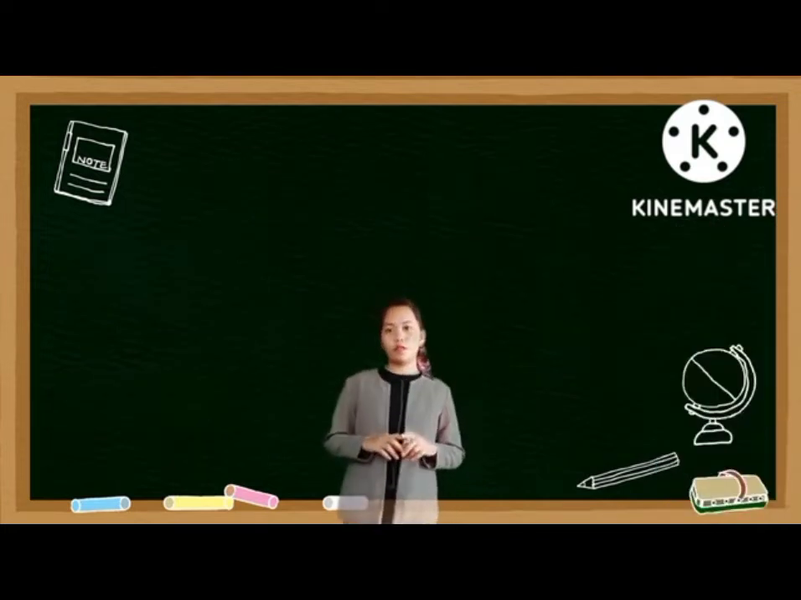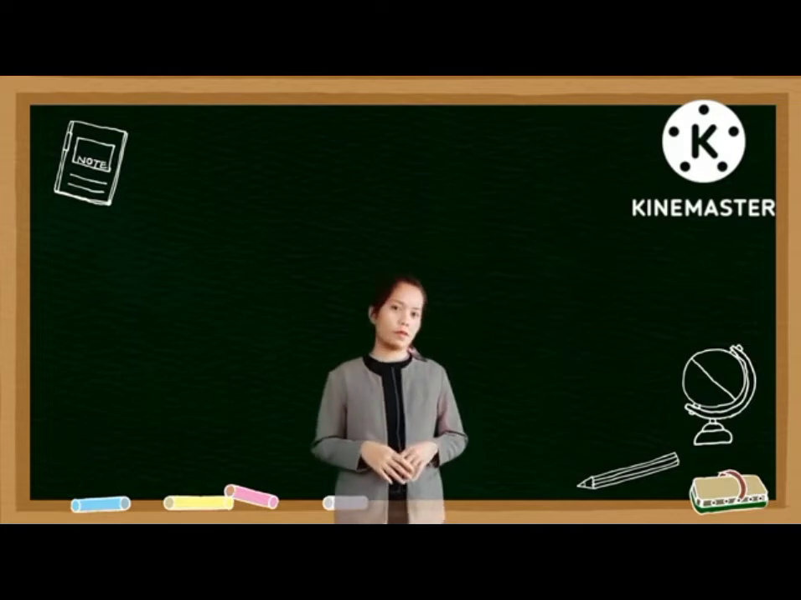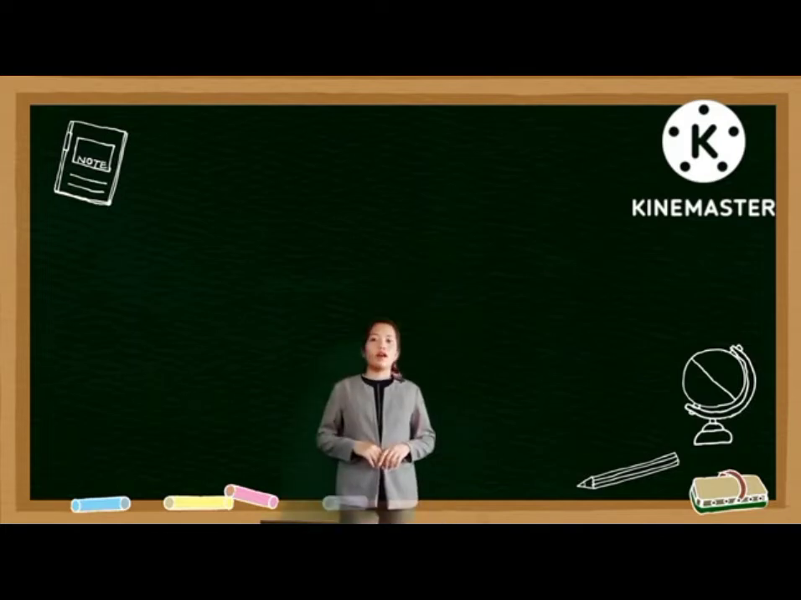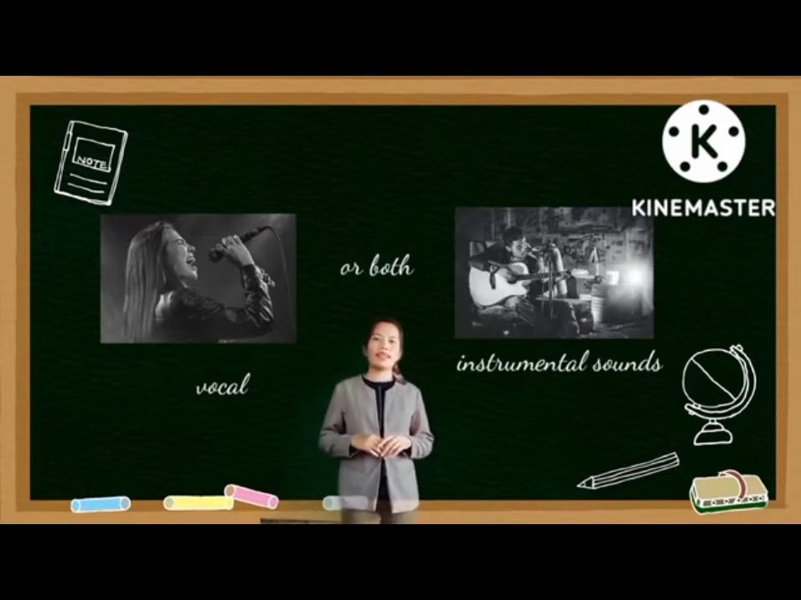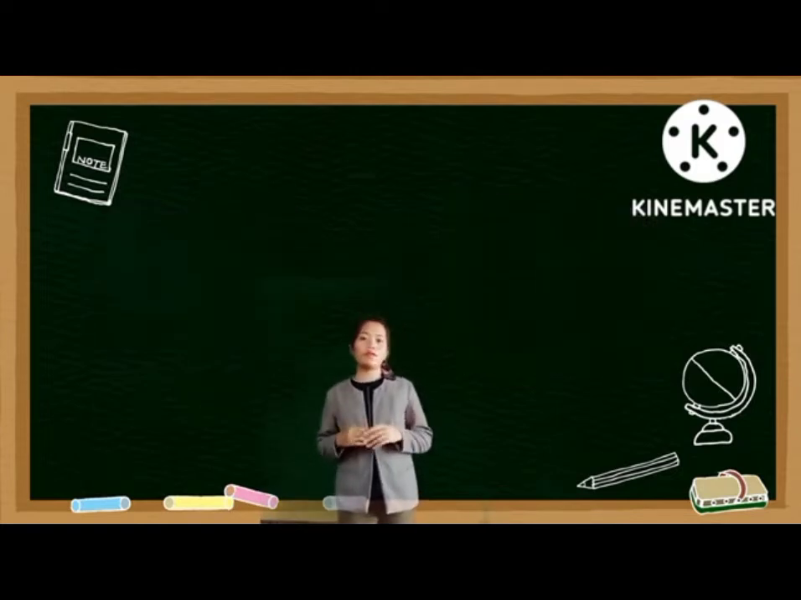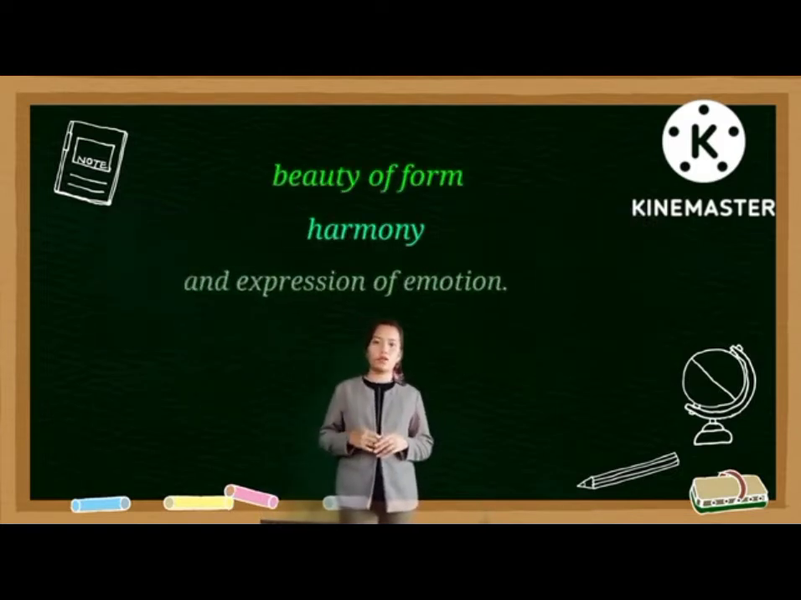Those mentioned elements of music will be further discussed by the next presenter. Well, music is defined as vocal or instrumental sounds or both, combined in such a way as to produce beauty of form, harmony, and expression of emotion.